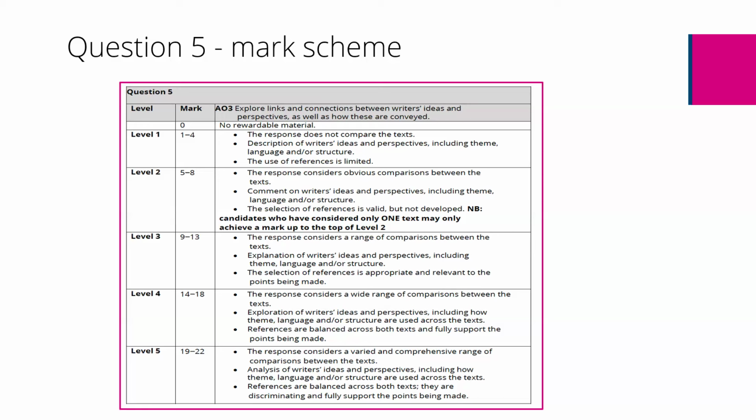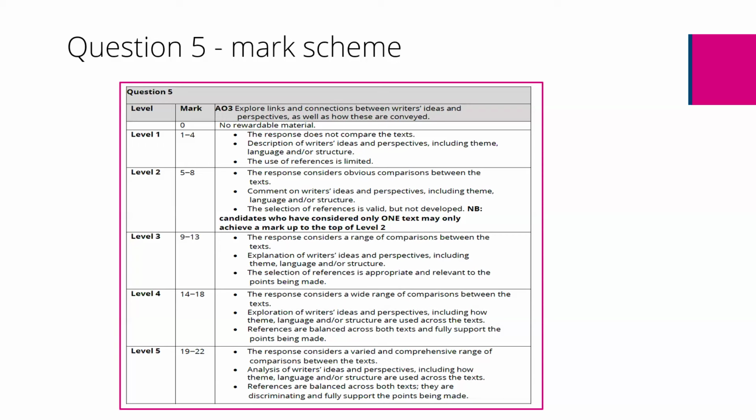So looking at level 1, we're going to go up looking at the comparisons in each level. So in level 1, really it doesn't compare. In level 2, we're talking about obvious comparisons, like that one I was just talking about. They're both about a race. In level 3, there's a range of comparisons between the text. In level 4, there's a wide range. And in level 5, there's a varied and comprehensive range.